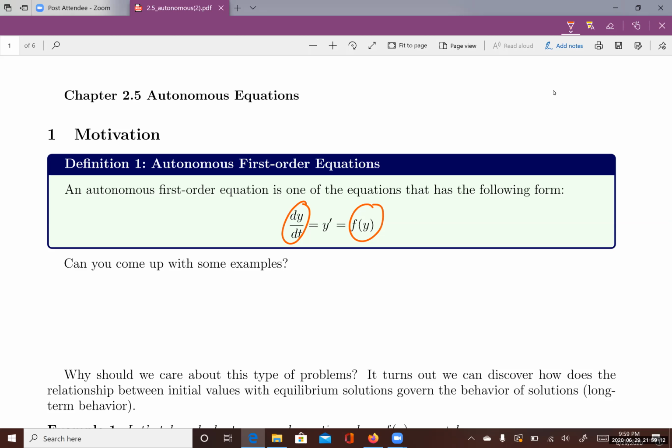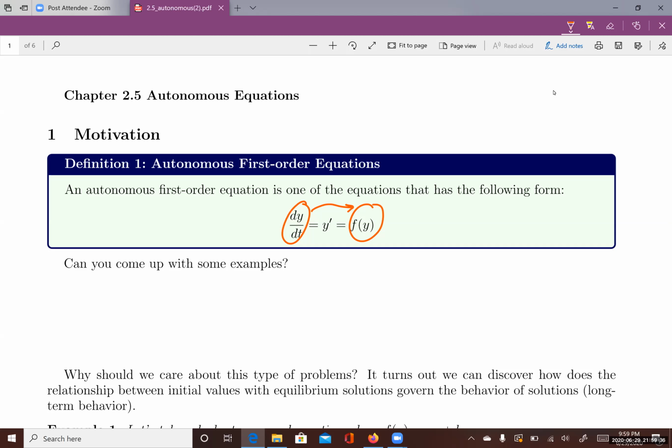By definition, an autonomous first order equation is one of the equations that has the following form. Again, the derivative of the dependent variable is equal to a function in terms of the dependent variable y. It does not explicitly depend on the independent variable t, because you don't have any t on this side.